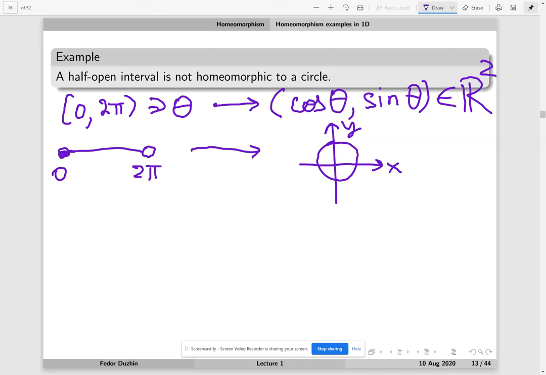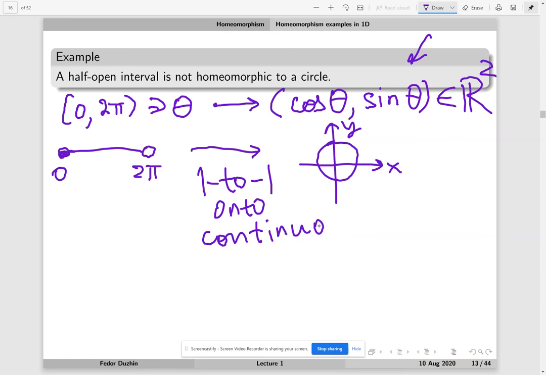At the same time, we know from secondary school that if theta goes from 0 to 2 pi, then this point cosine theta, sine theta just goes around the full circle, and these are polar coordinates. Now, this function is one-to-one. And this function is onto, so it is a bijection. This function is continuous. But is it a homeomorphism? The answer is no, because the inverse function is not continuous.